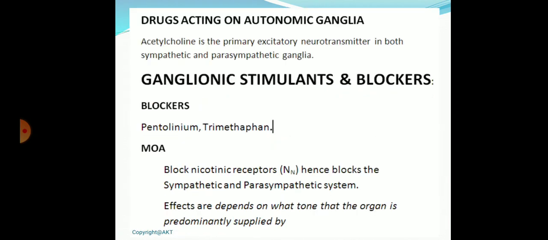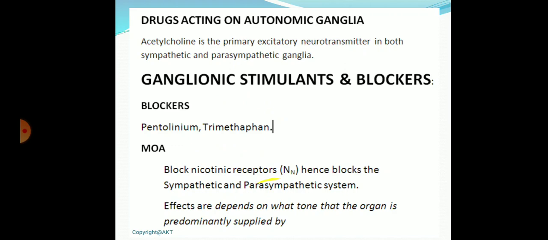Coming to the last topic, drugs acting on autonomic ganglia. There are two types of drugs which can stimulate the autonomic ganglia of both the sympathetic and parasympathetic nervous system. They are known as ganglionic stimulants, which can stimulate, and those which can block are known as ganglionic blockers. We give more importance to the blockers. Examples, pentolinium and trimethaphan. Can you note down this drug, trimethaphan?